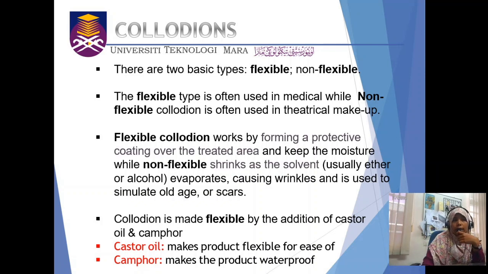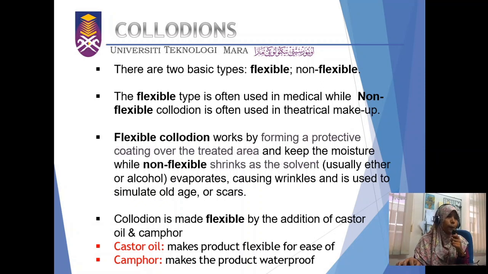Okay, collodion is made flexible by the addition of castor oil and camphor. Both have different properties, not different function. Okay, so castor oil we add it to make sure that our product is flexible for ease of use, while camphor is to make sure that our product is waterproof.